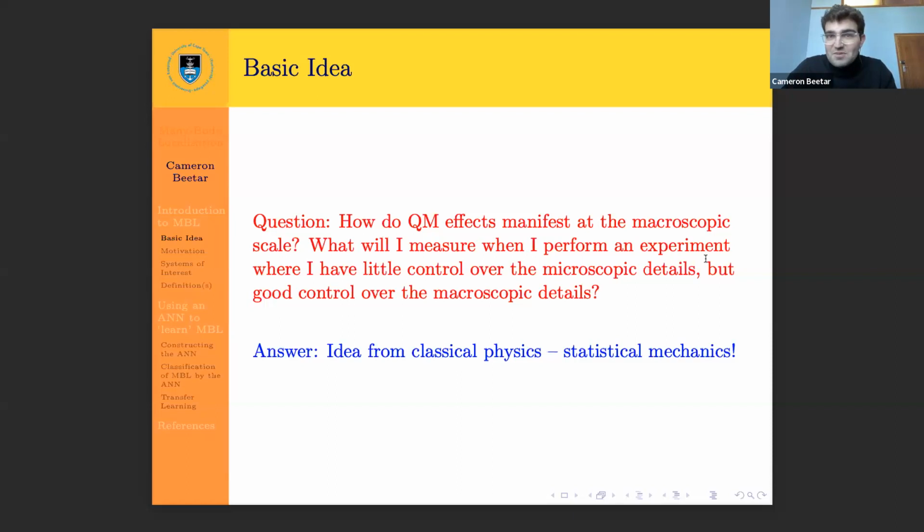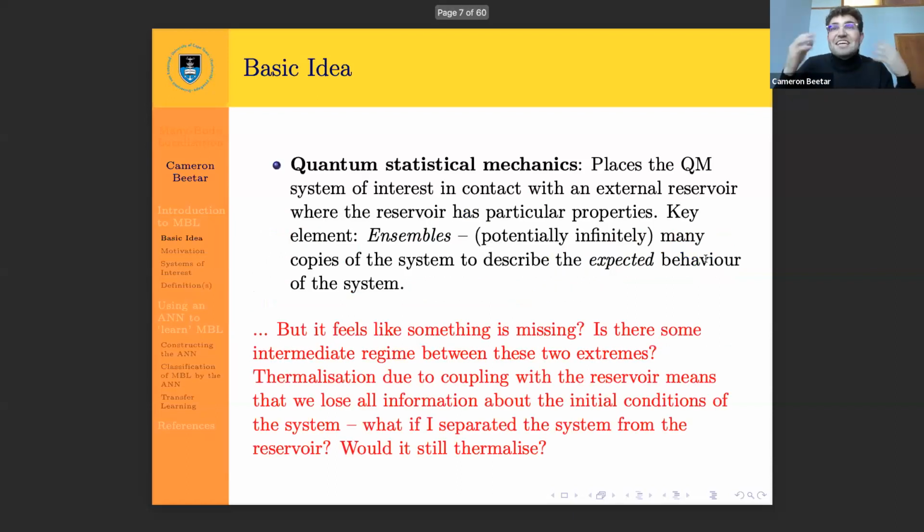And so we get our answer from classical physics in the form of statistical mechanics. So that takes us to quantum statistical mechanics. So here we have the quantum system. So this is like your initial pure quantum mechanics placed in contact with a reservoir. And that reservoir is going to have your macroscopic properties like pressure, volume, temperature. So this is a classical type of object.